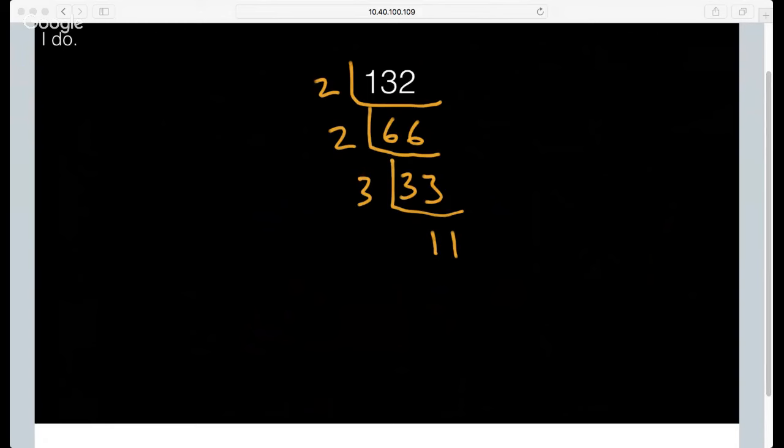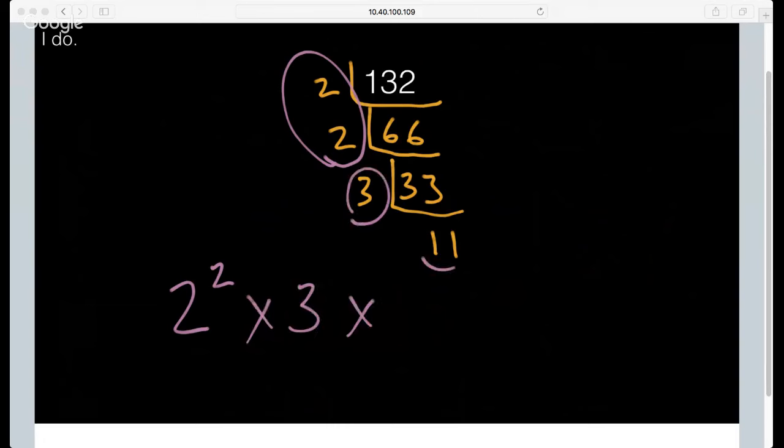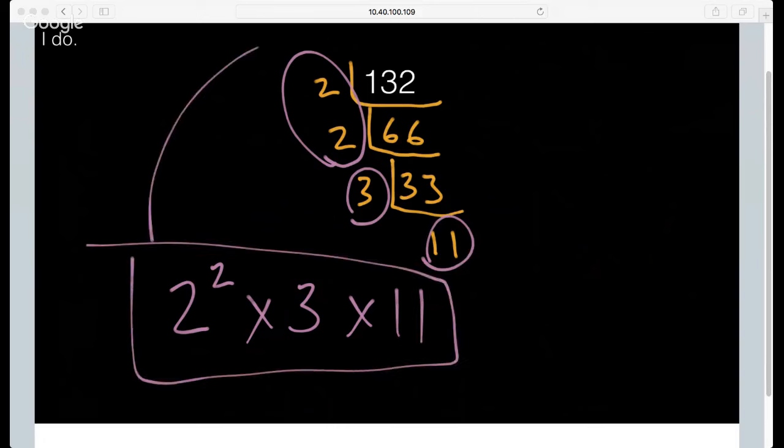We can write this in shorthand now from what we learned about exponents. These two are the same, and there are two of them. So we'll say that's 2 to the second power times 3 times 11. And this is a prime factorization of 132. Let's try another.